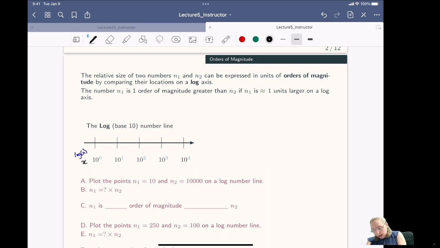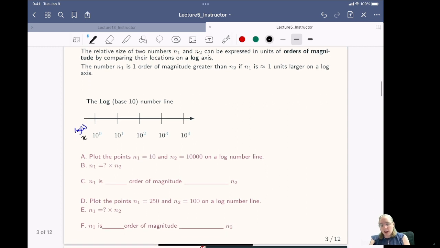The distance between 2 points on this log number line is going to be their differences in terms of orders of magnitude. To see how this plays out, let's do 2 examples.